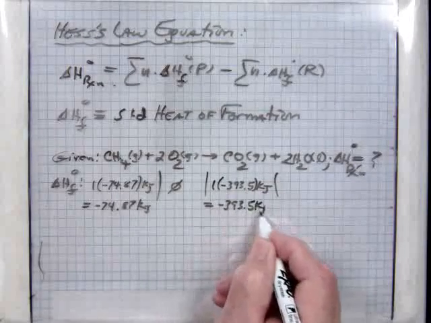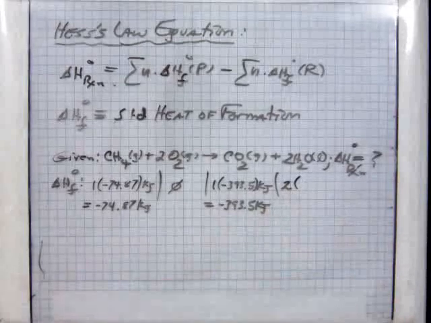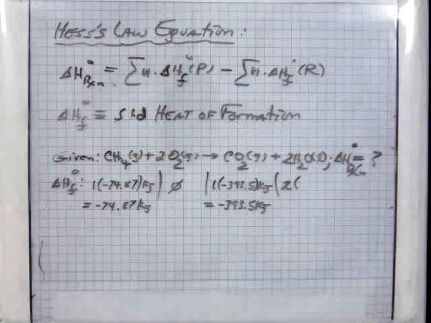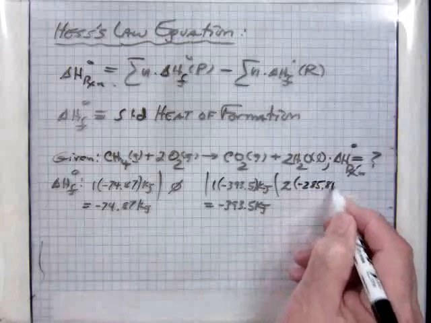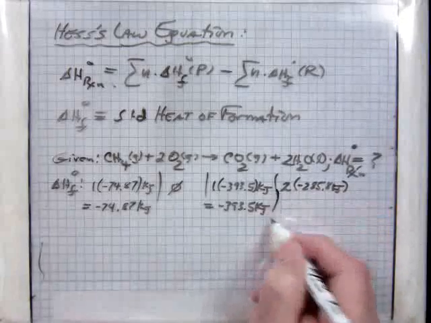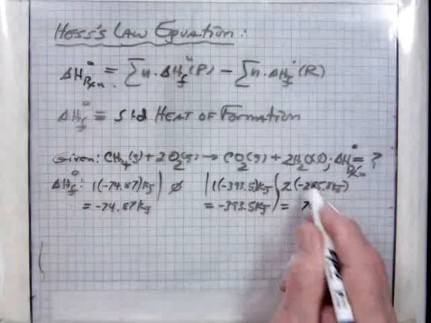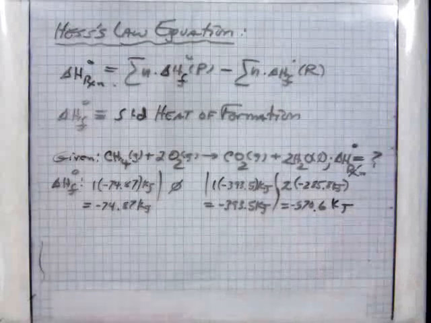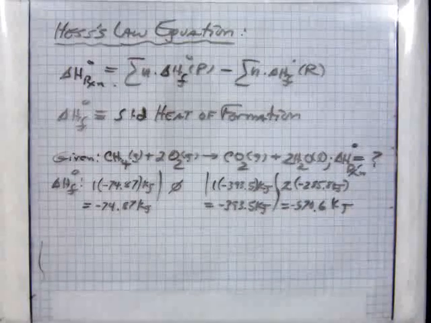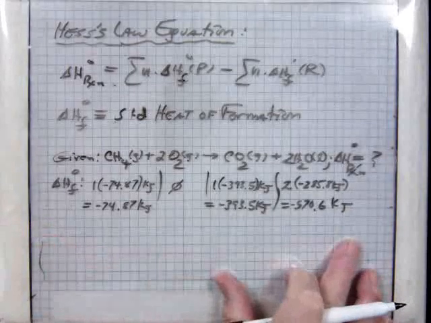And minus 393.5 kilojoules. Then water has 2 moles attached to it, so whatever we find, we must multiply by 2, and liquid water is a minus 285.8 kilojoules, and that's 570.6 exo in that. Okay, so that's the first step in this kind of problem.